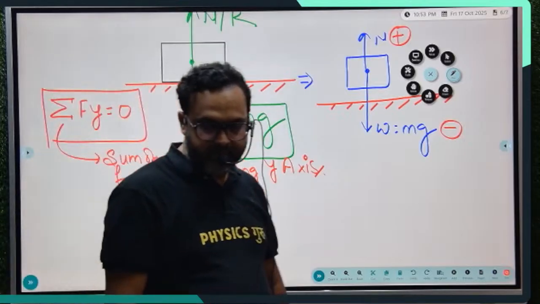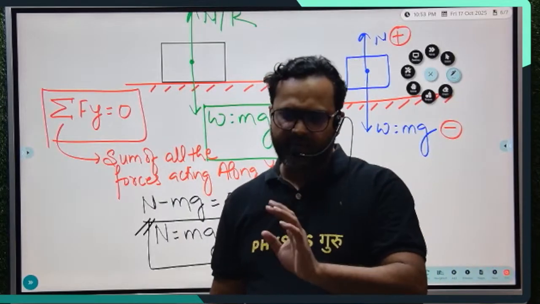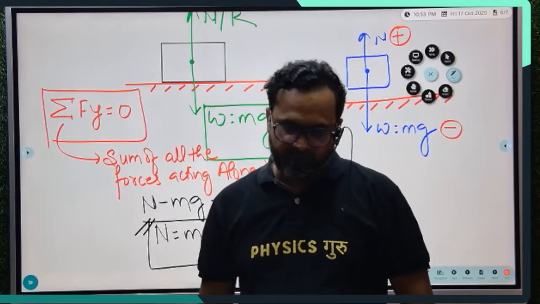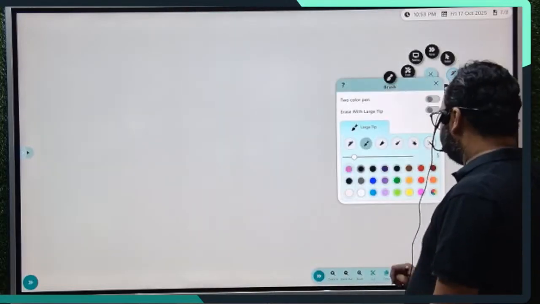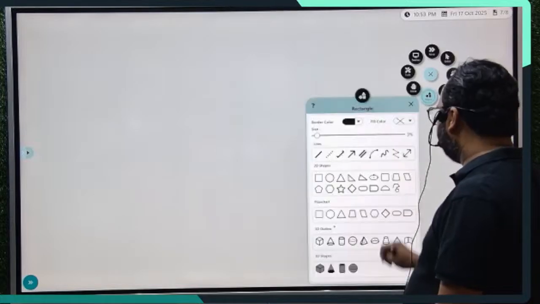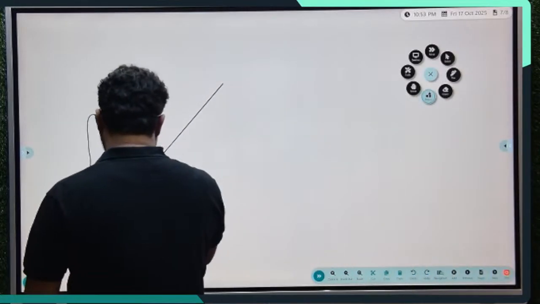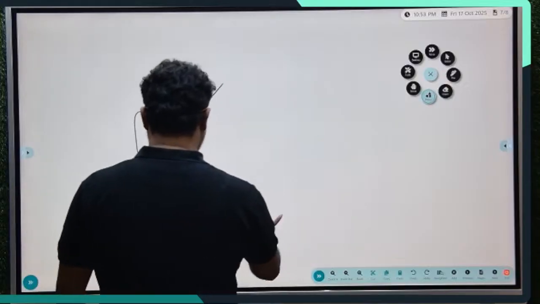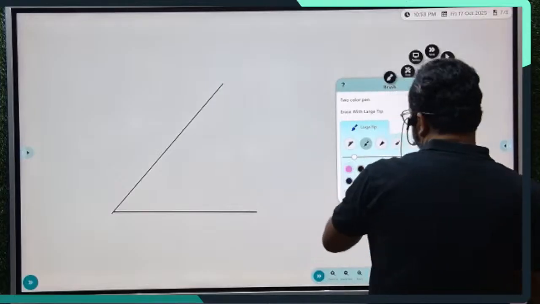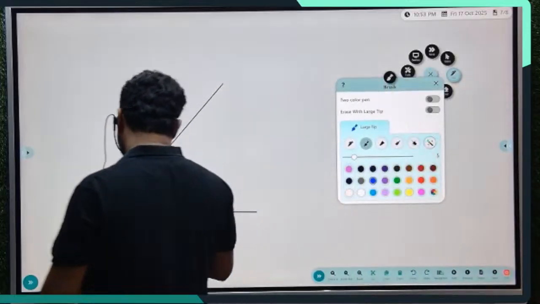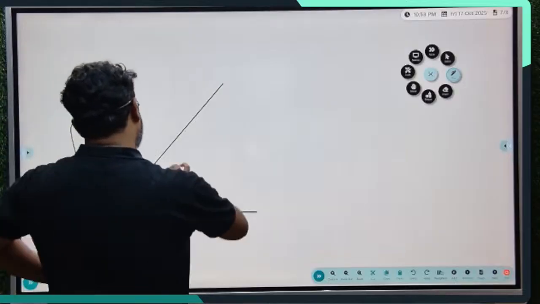Any doubt? So this concept is called free body diagram, FBD. We can take an example of an inclined wedge also. Suppose we have an inclined wedge. Let us assume the angle to be theta.